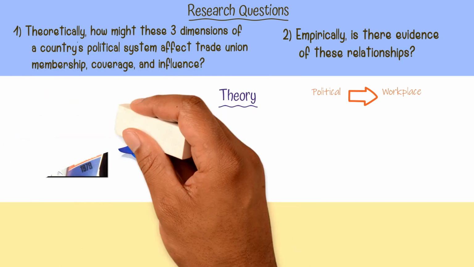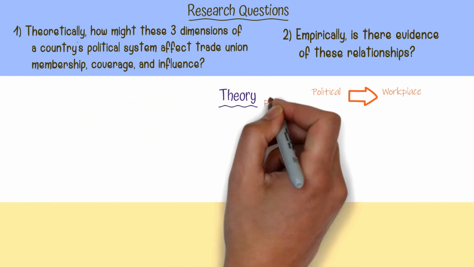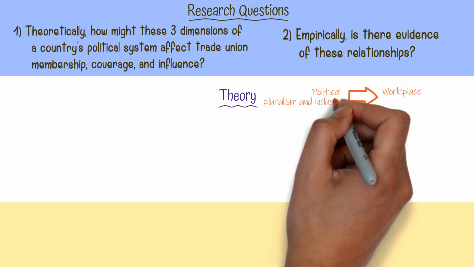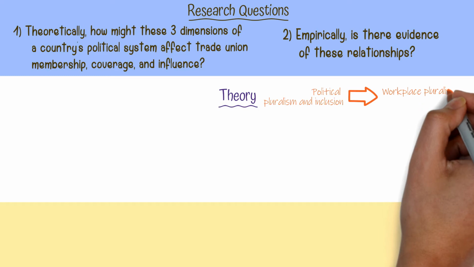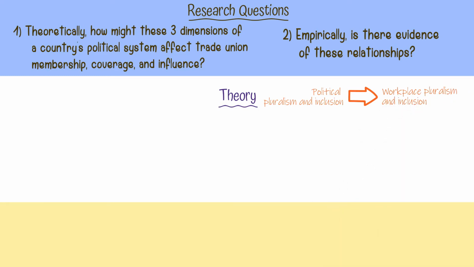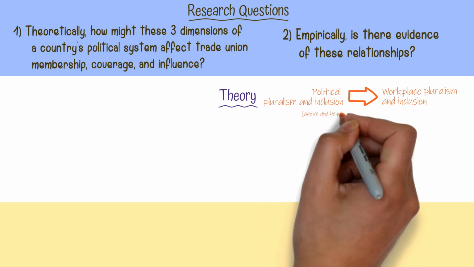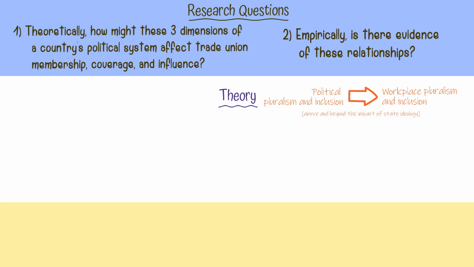Our theorizing can be broadly summarized as a culture of pluralism and inclusion at the political level, embodied in highly representative political systems, can create a culture of, or at least a tolerance for, pluralism and inclusion in the workplace. In other words, just as the state can establish values and norms for industrial relations, our premise is that a political system can also contribute to the values and norms of industrial relations, holding constant the ideology of the ruling government or legislative body.